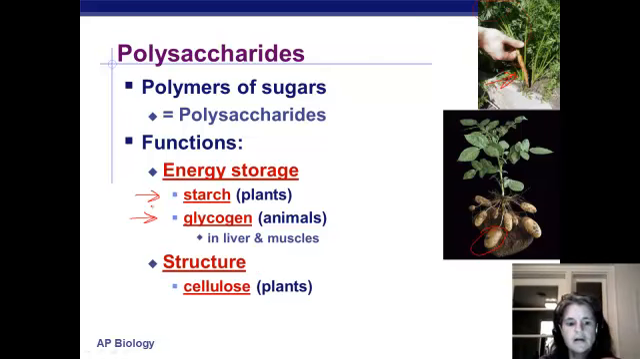Now, this is talking about not the molecular structure, but the use of a polysaccharide as a structural compound. Cellulose in plants. Hopefully you will remember that cellulose builds cell walls in plants, and it is the main structural component of plants. It's what holds plants upright. A tree trunk is built of cellulose.